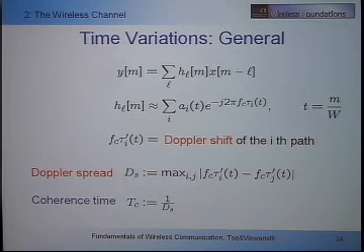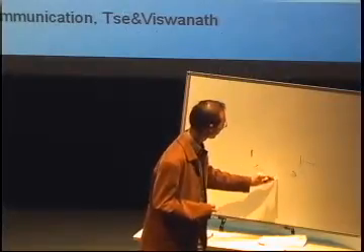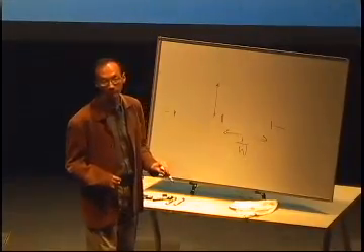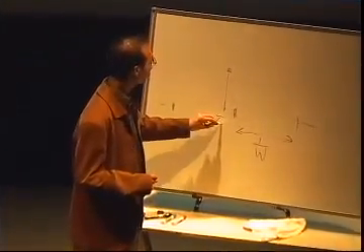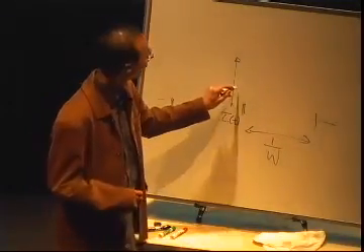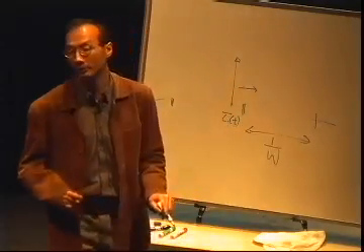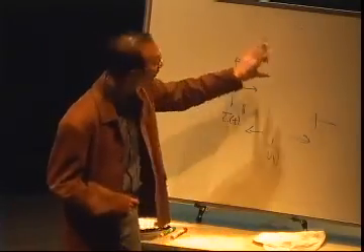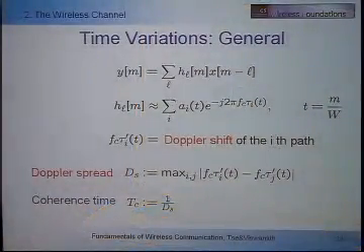How much time does it take for that to happen? You have a delay bin of size 1 over W. A path may have arrived at this time with a certain delay, tau of t. As I move around, this tau will change with time, and maybe this path will drift to another tap. Its contribution moves from this tap to the next tap. That is another form of variation of the channel. But I ignore that. Why?